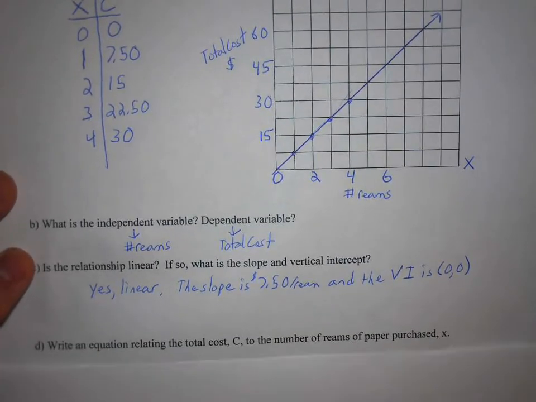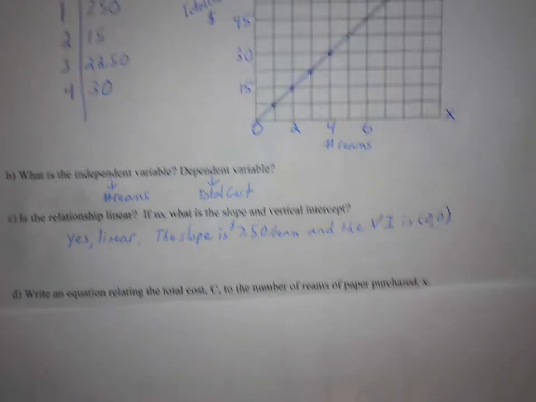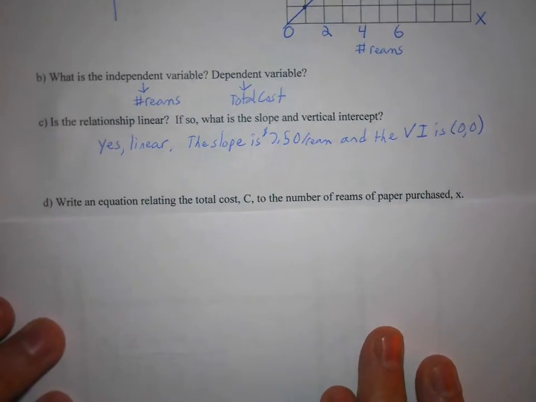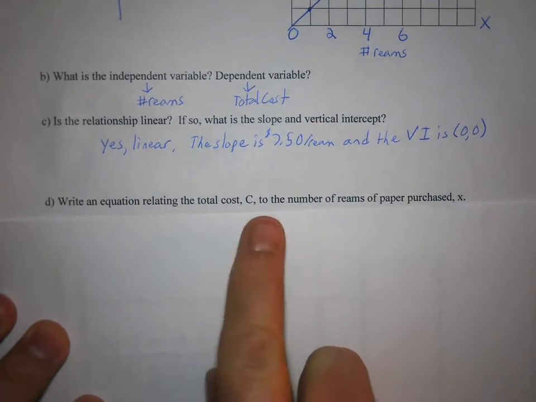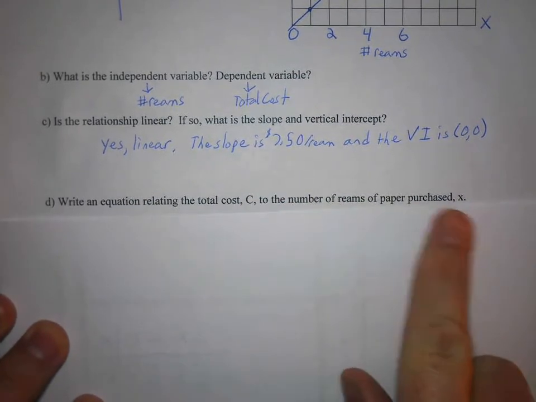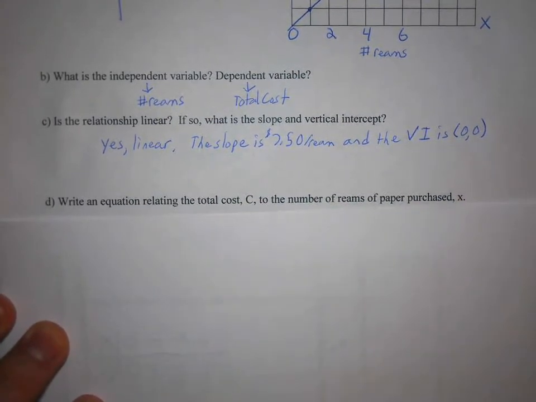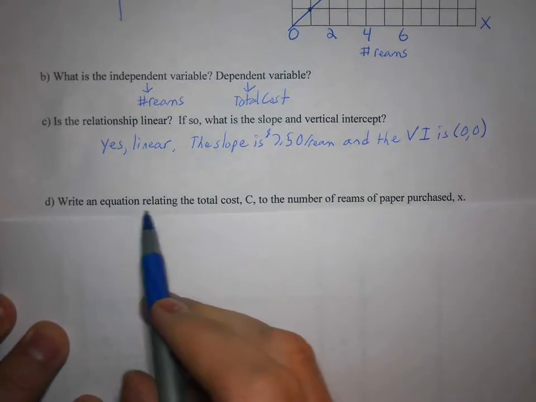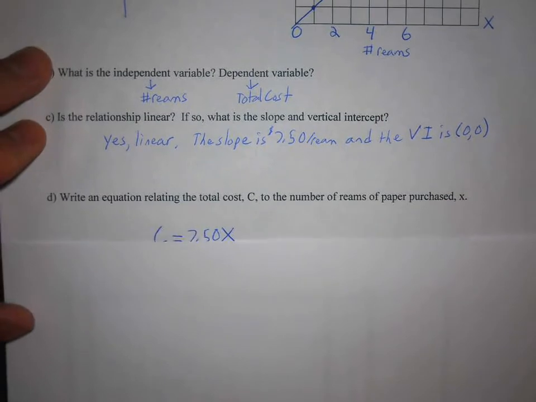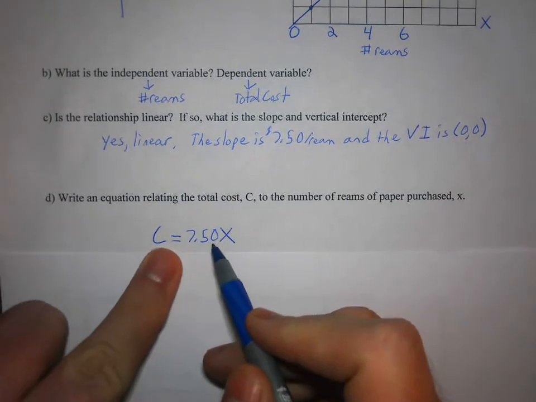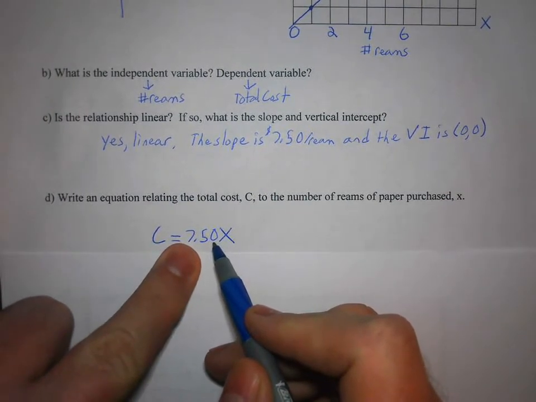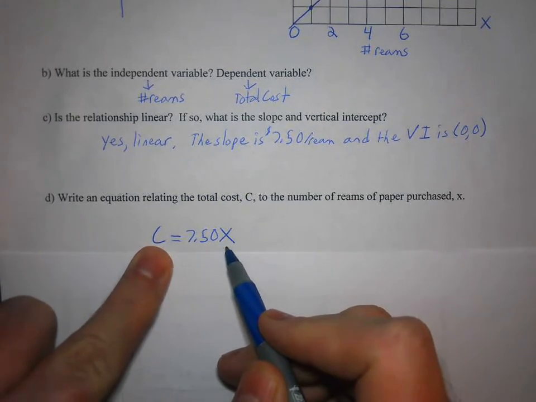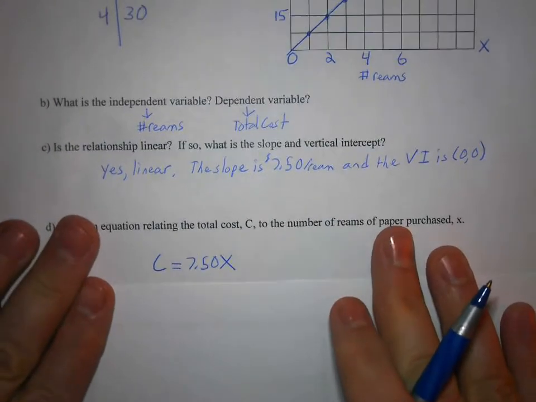So moving along to the next part, now is the real meat and potatoes of this question. So if we have the total cost C after buying X number of reams, to write an equation relating that total cost, we have a linear model. So the equation: if you take $7.50 times the number of reams, you end up with the total cost. Okay, and that's a fairly basic one.